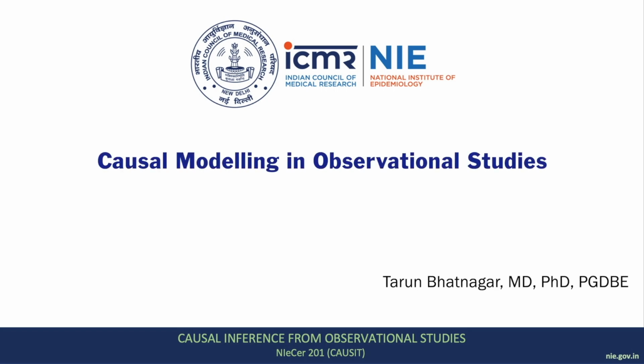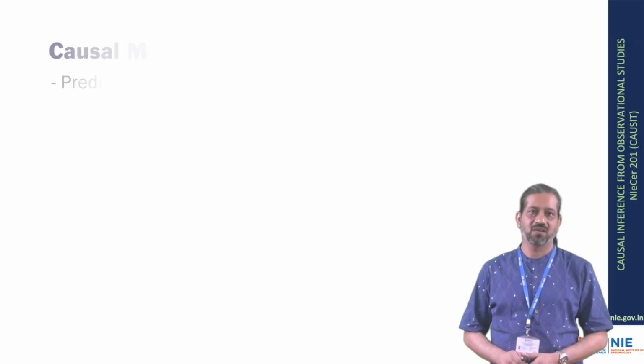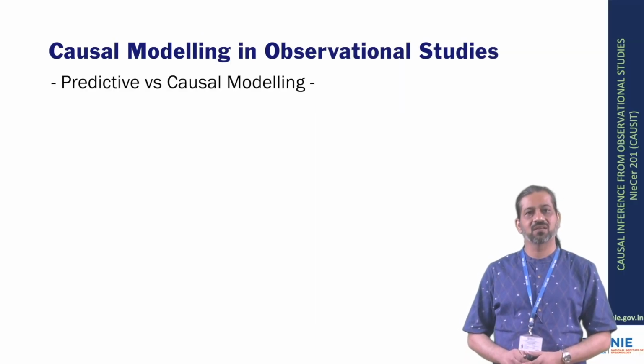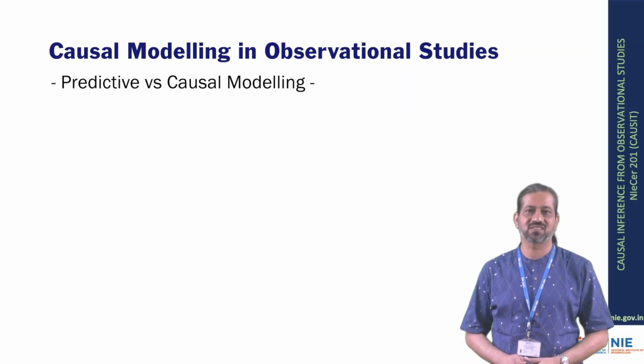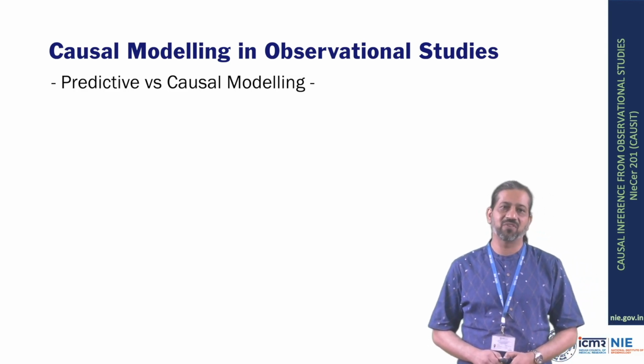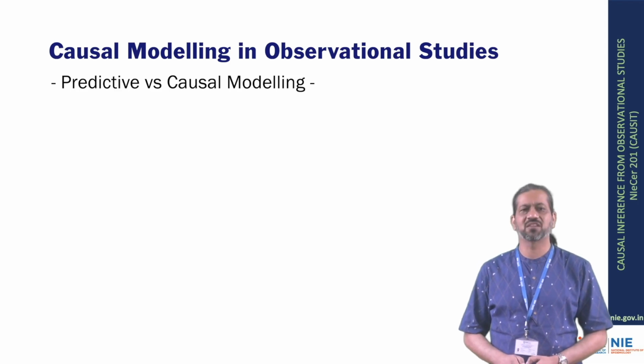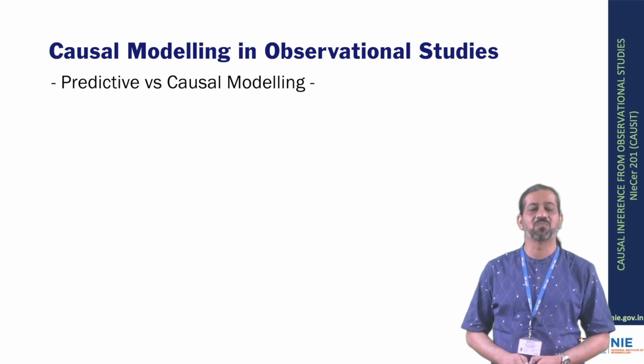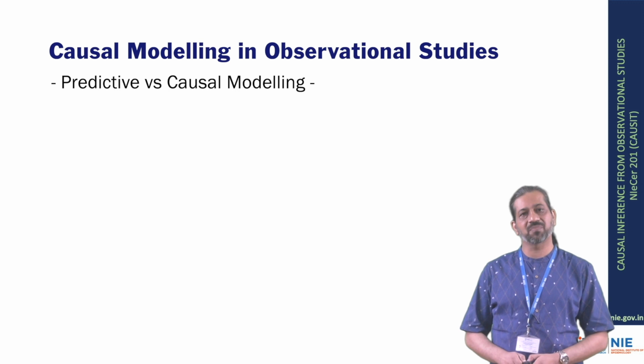Hello and welcome to this session of NICER 201, online course on causal inference from observational studies. We're talking about the topic on causal modeling in observational studies. And this is the second part of the topic, where I will talk to you about the differences between predictive and causal modeling and give you certain practical tips on how to do causal modeling.